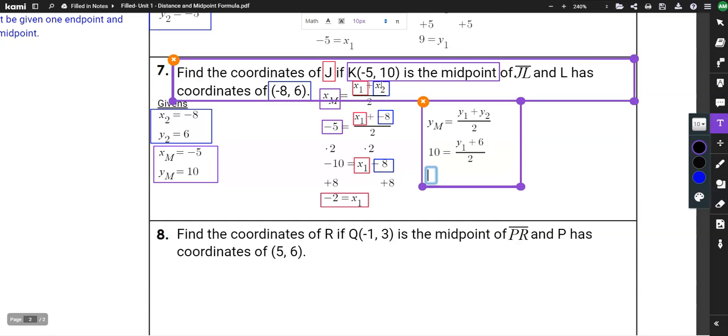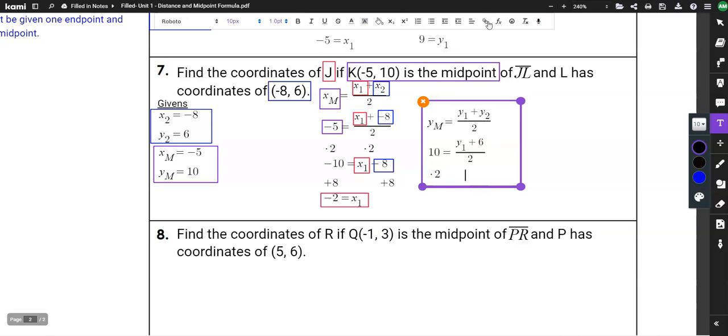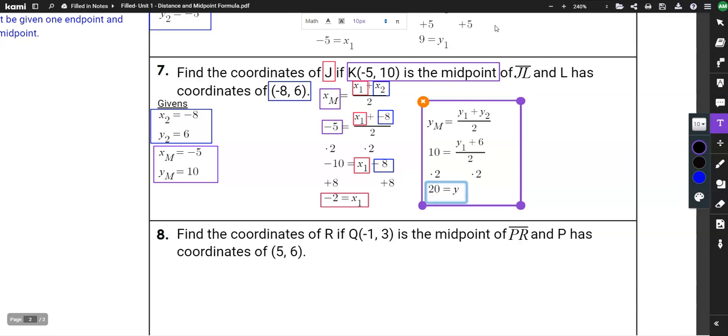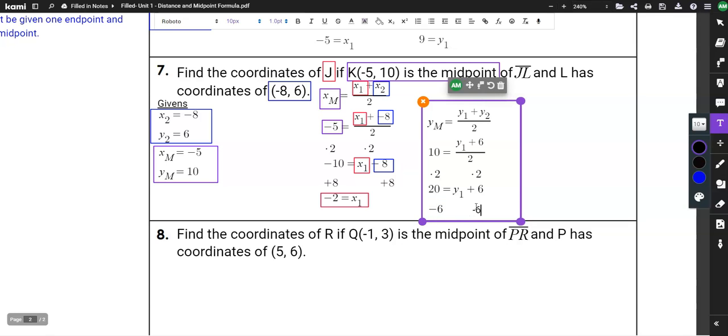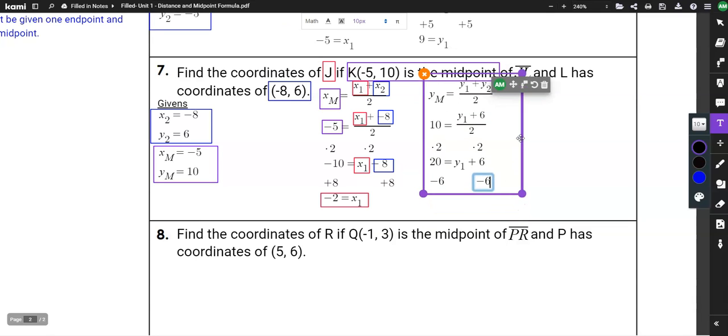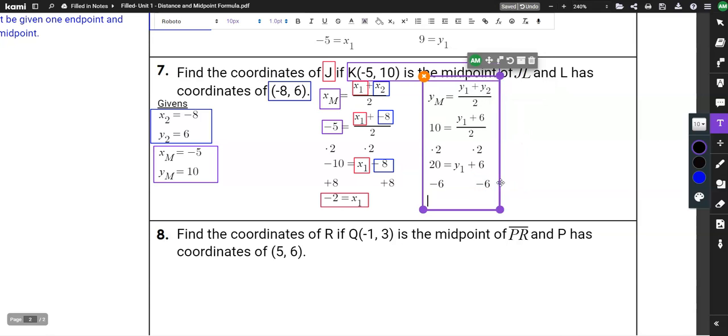Next step is the same as well. We're going to multiply both sides by 2 in order to eliminate the denominator on the right-hand side of this equation, which leaves us with 20 is equal to y sub 1 plus 6. Final step is going to be subtract 6 from both sides. Which will leave us with an answer of 14 is equal to y sub 1.